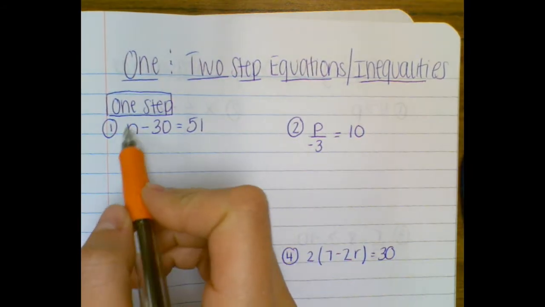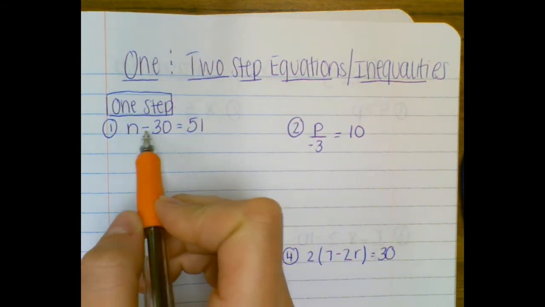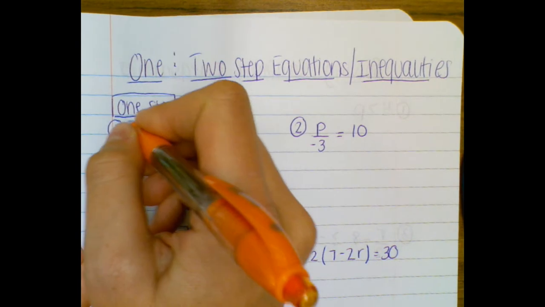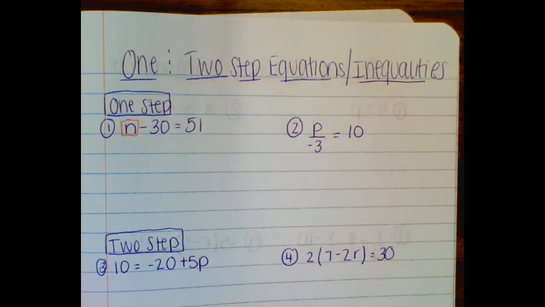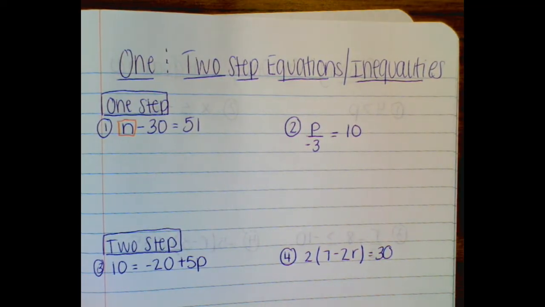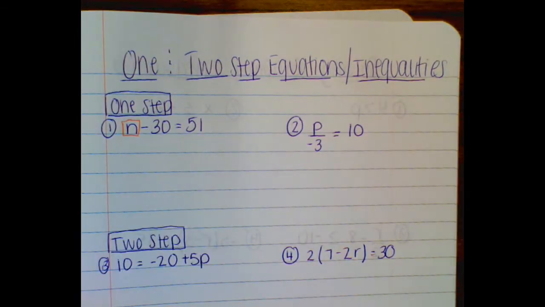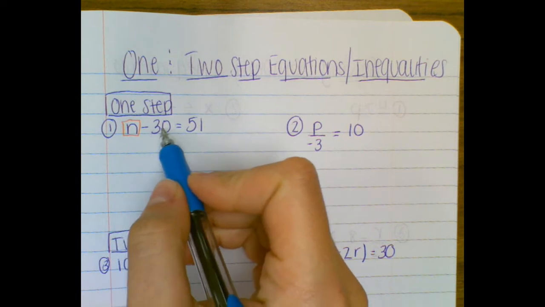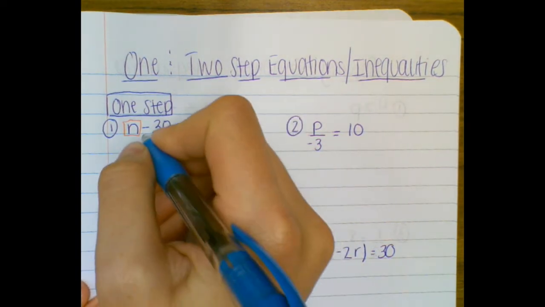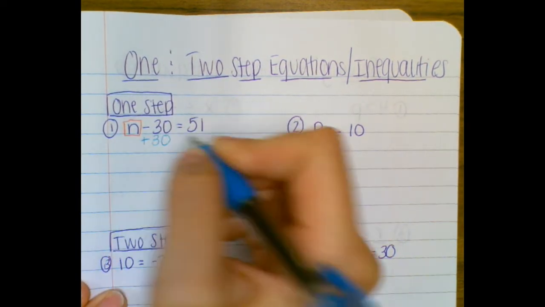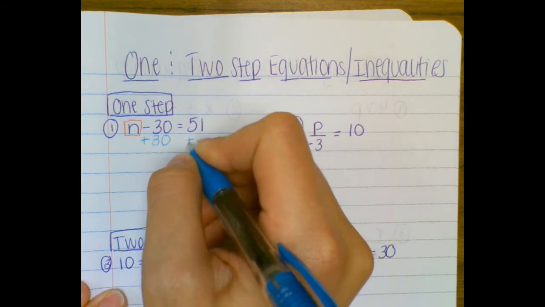So what we want to do is isolate any variable. So n minus 30 equals 51. I'm going to box, you can circle or box, your variable. So I need to move everything away from that. So this says that I'm taking n and subtracting 30. So the opposite, right, we do inverse operations. So the inverse operation is to add 30. And if I do it to this side, I also do it to the other side.